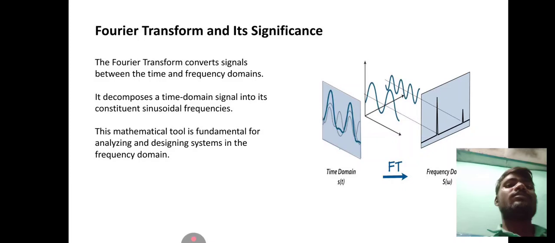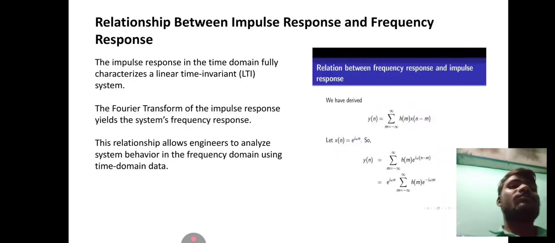Fourier transform and its significance. The Fourier transform converts signals between time and frequency domains. It decomposes a time domain signal into its constituent sinusoidal frequencies. This mathematical tool is fundamental for analyzing and designing systems in the frequency domain. The Fourier transform of x(t) is equal to the frequency domain X(ω).